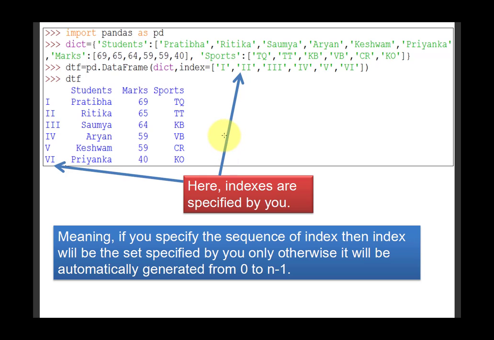If you do not specify the index value, what happens? It will be generated automatically from 0 to n minus 1. Clear? Means 0 to 5. So this is the way of assigning the index value. You can specify it or not. That is optional.